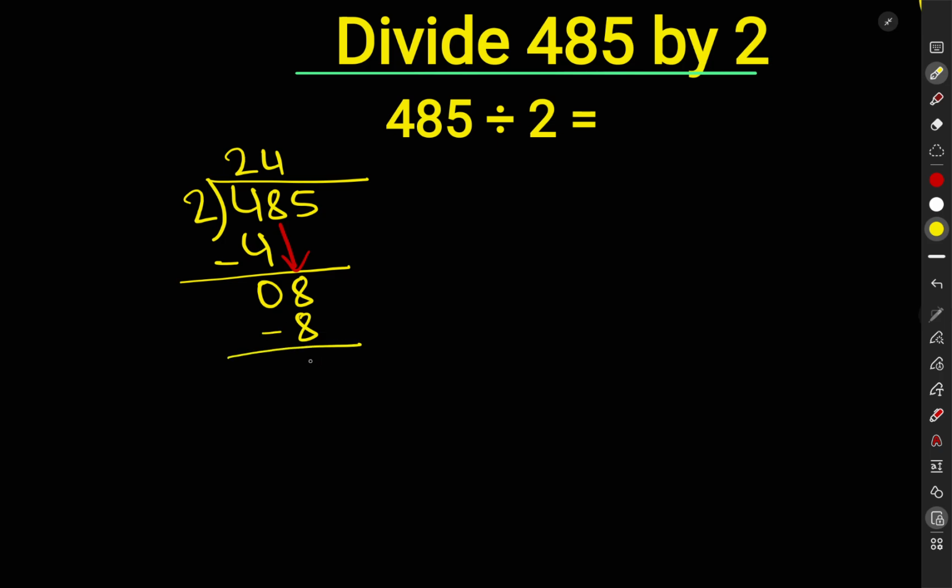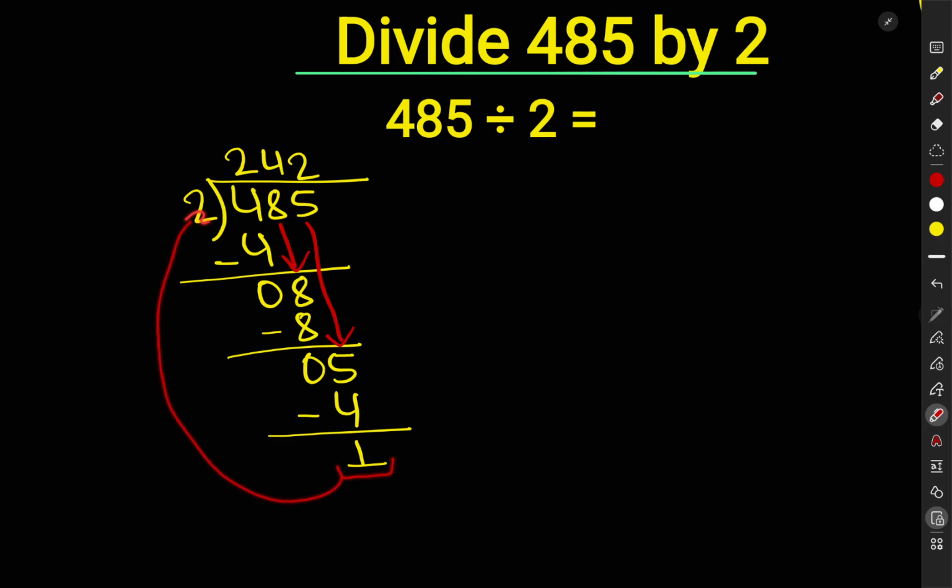On subtracting it is 0. So again we put down this 5 and 2 times 2 is 4. On subtracting it is 1. So now the 1 is less than 2 and there is no other number to put it down. So we put a decimal here so that we take 0.